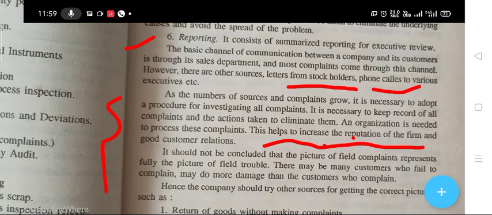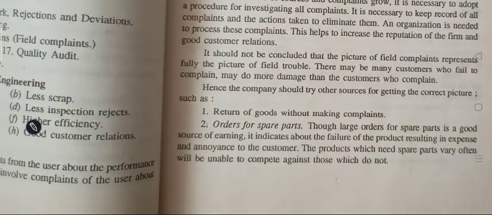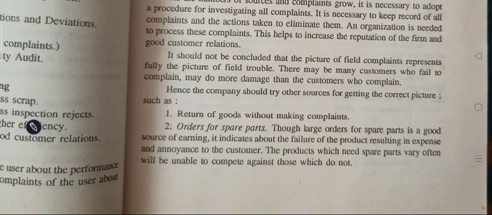It should not be concluded that the picture of the field complaints represents fully the picture of field trouble. There may be many customers who fail to complain, who may do more damage than customers who complain. Hence, the company should try other sources for getting the correct picture. First is the written off of goods without complaint, and second is the order for spare parts. A large order for spare parts is a good source for learning.